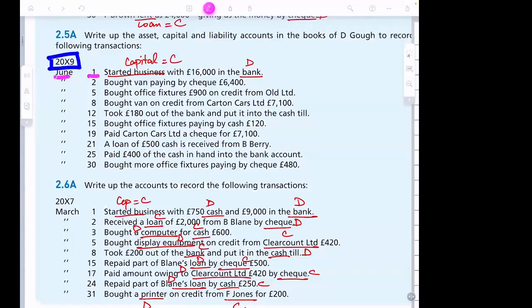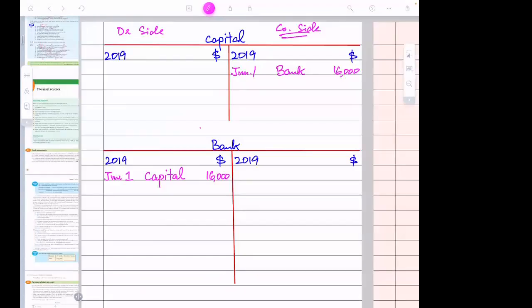The next transaction is bought van paying by check. We know that van will be debited and bank will be credited. We have already opened up a bank account, so we will not open another bank account. But we don't have the van account, so we will have to open the van account first of all. Let's quickly label this. We write van, the dollar signs, and 2019.